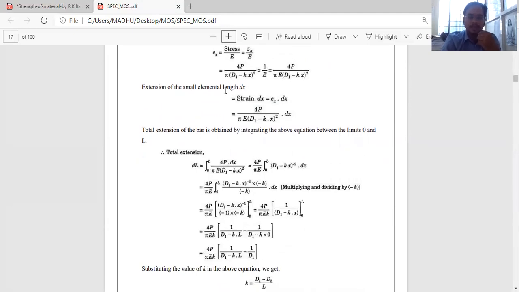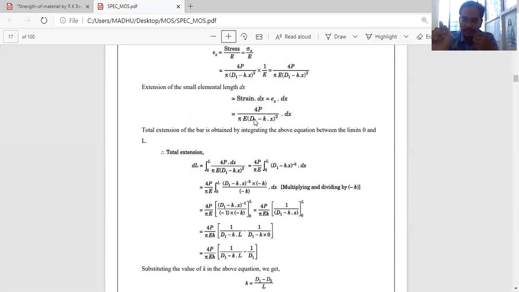Extension of the small elemental length dx is strain into dx, that is epsilon x into dx. When we know the strain epsilon x, we multiply it with dx, the actual length, to get the extension in that length. What is the extension of this small length dx? That is given by this formula. Now we need to integrate this.